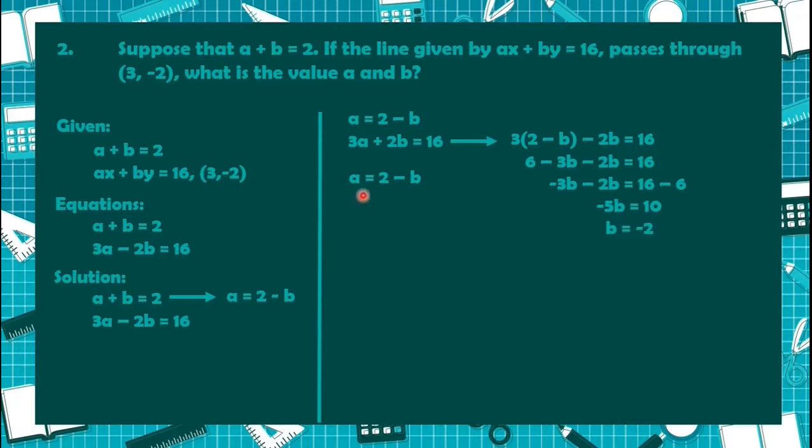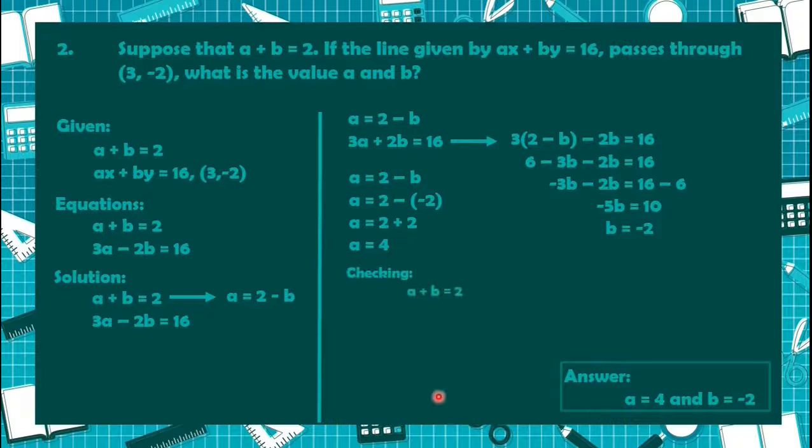And we solve for a. a equals 2 minus b, then a equals 2 minus negative 2, which is the value of our b. a equals 2 plus 2, then a equals 4. So our final answer, a equals 4 and b equals negative 2. Let's check if these solutions satisfy these equations. So we have 4 plus negative 2 equals 2, 4 minus 2 equals 2, then 2 equals 2. So this solution satisfies this equation.